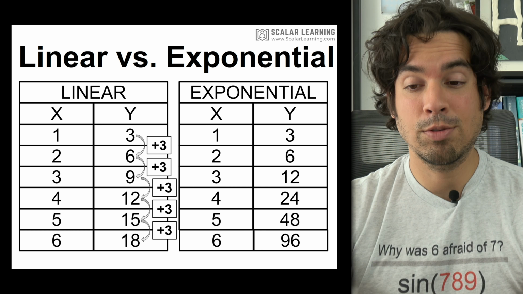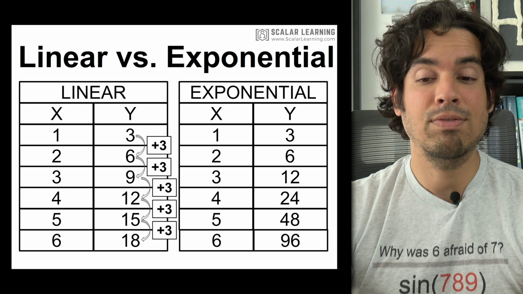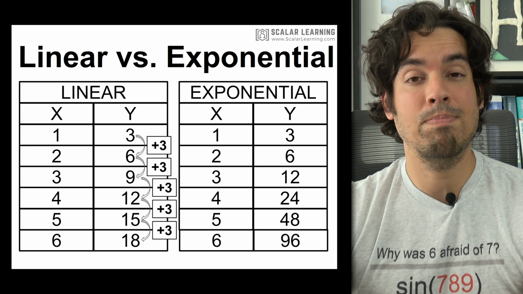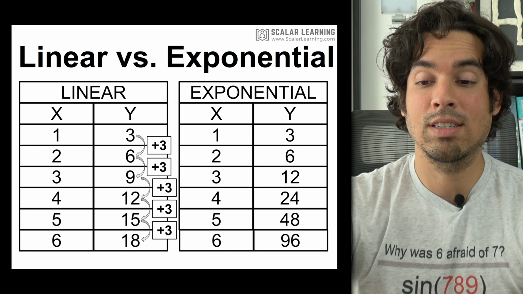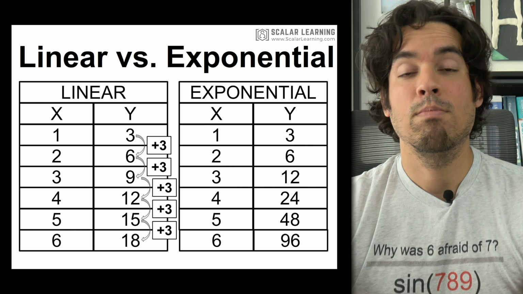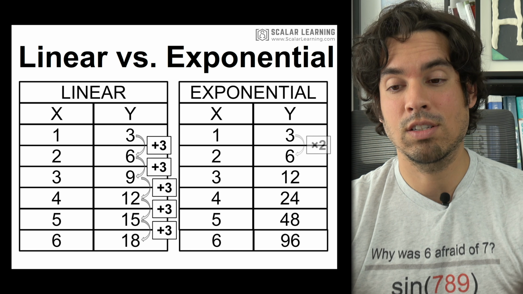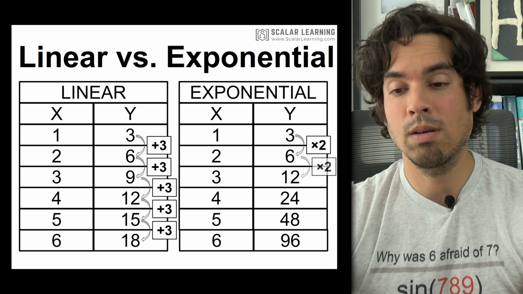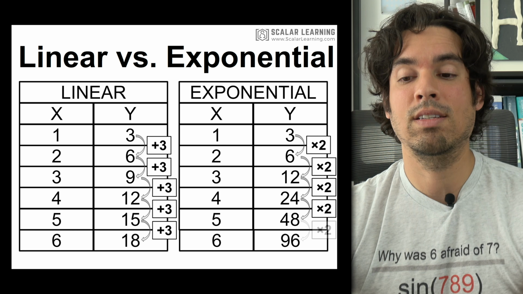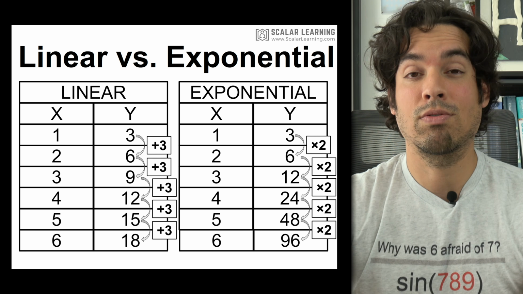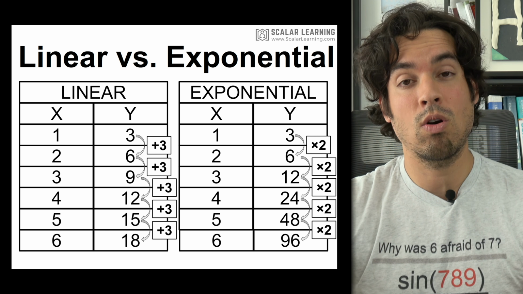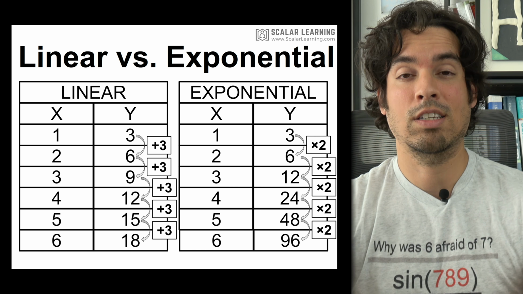In contrast, for exponential, we see that as the left goes up by 1, the y is not going up by a consistent amount in terms of addition. Instead, it's going up by a multiplying factor, and in this case, it's ×2. So doubling, doubling, doubling, doubling, and doubling. So that is how we could differentiate if we're looking at data, actual hard data, between linear versus exponential growth.